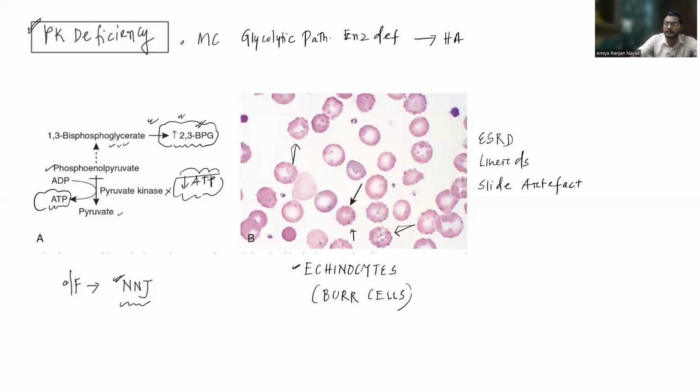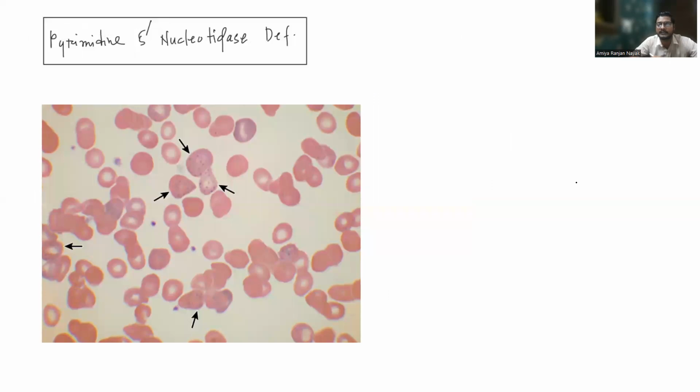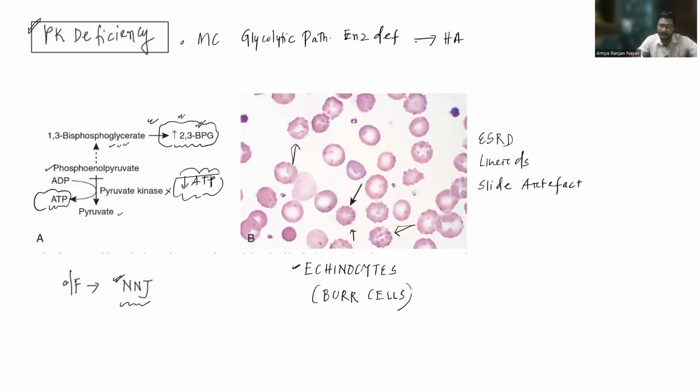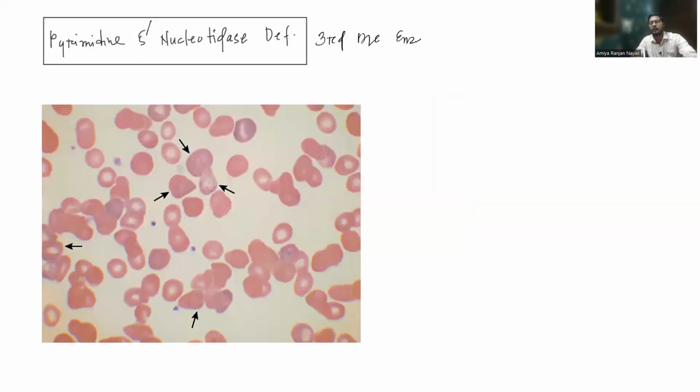Now we'll discuss the last one, that is the pyrimidine 5' nucleotidase deficiency. Now remember, this is the third most common RBC enzyme defect that can cause hemolytic anemias. The most common cause is G6PD deficiency. The second most common cause is pyruvate kinase deficiency. So pyruvate kinase deficiency is the overall second most common cause. But if they ask you what is the most common cause in the glycolytic pathway, the answer is pyruvate kinase deficiency. Overall, the third most common cause is pyrimidine 5' nucleotidase deficiency. This is just a spotter question you have to answer.